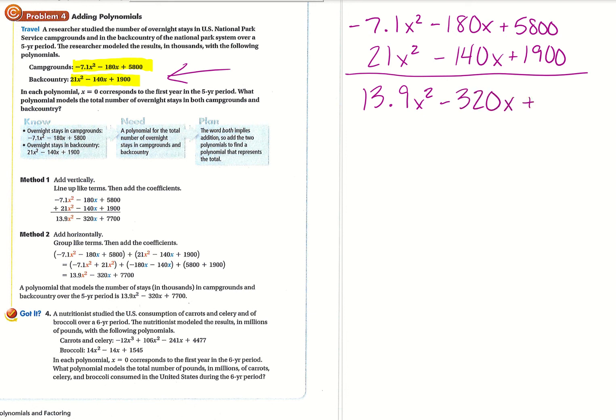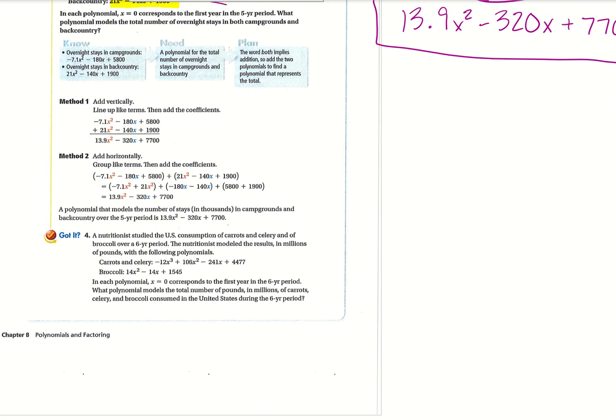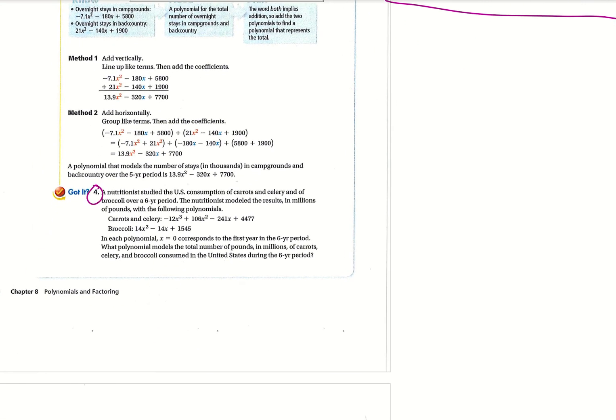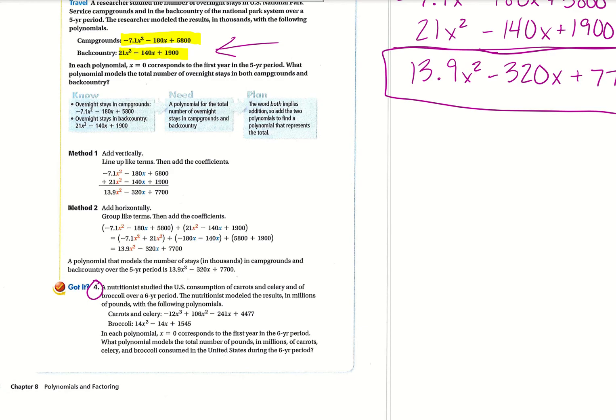And then lastly, we have 5,800 plus 1,900, and that's going to give us 7,700. All right, and that's all you have to do in order to add polynomials. So not really too difficult, but it's a good one to really know how to do as we get into this sort of stuff. So go ahead and try out Got It Problem 4 on your own. And then after we do that, we'll go to the last thing, which is going to be subtracting polynomials.